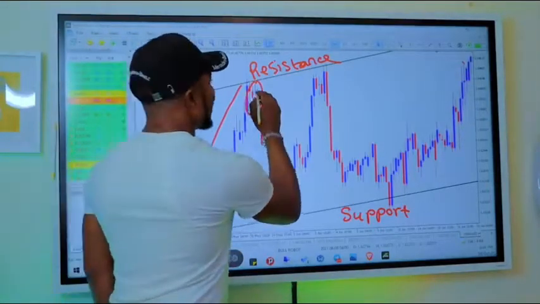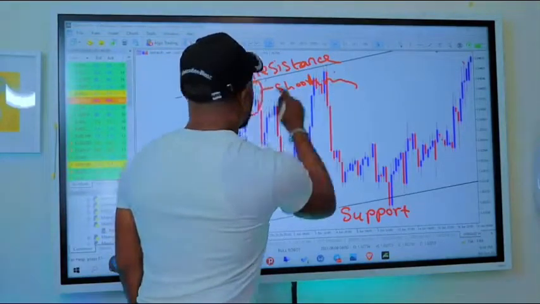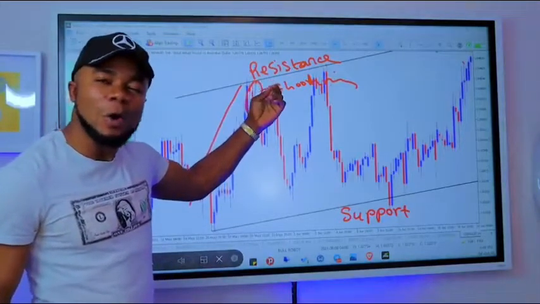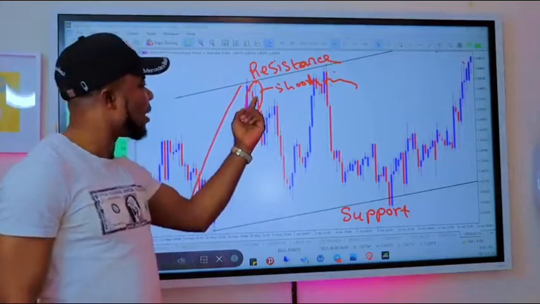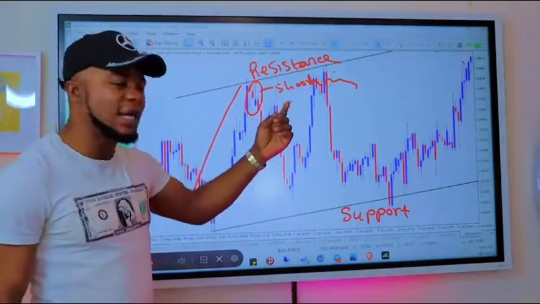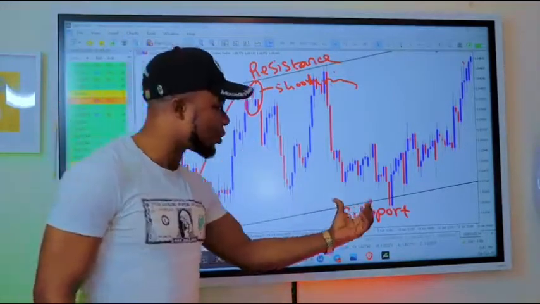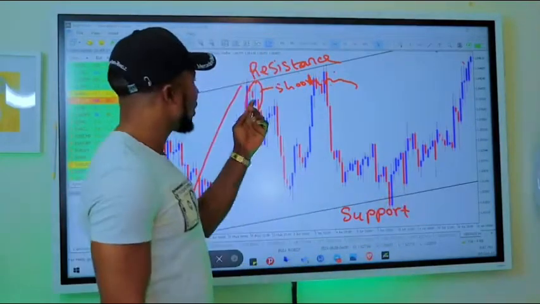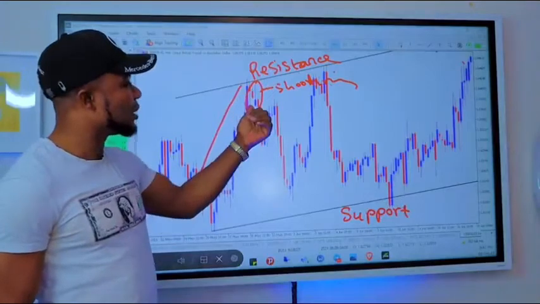What is this? This is an example of a shooting star. And where did that shooting star occur? The shooting star occurred at the potential resistance. Anytime you see a shooting star occur at the potential resistance, that is a sell signal. All right. And if it occurs at the potential support, that is a buy signal.